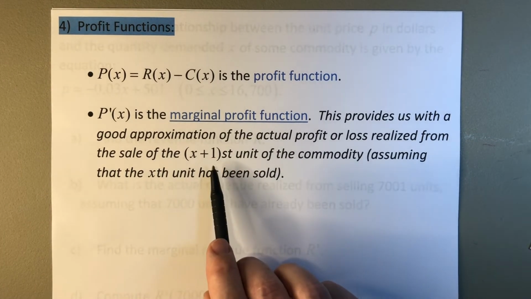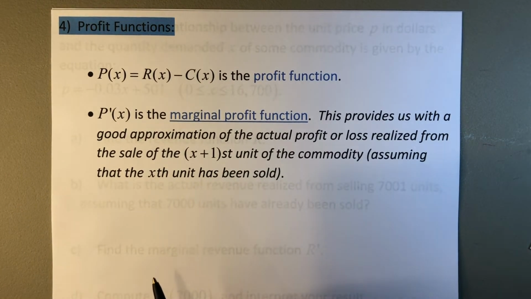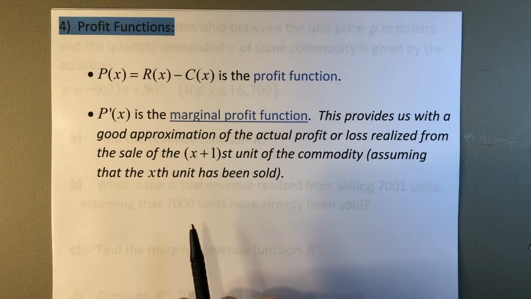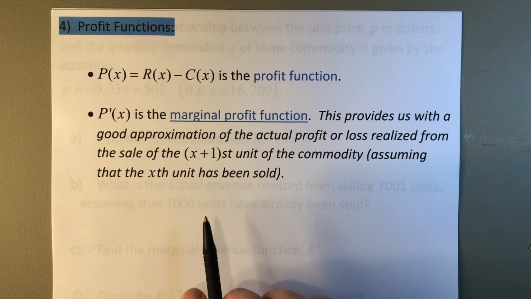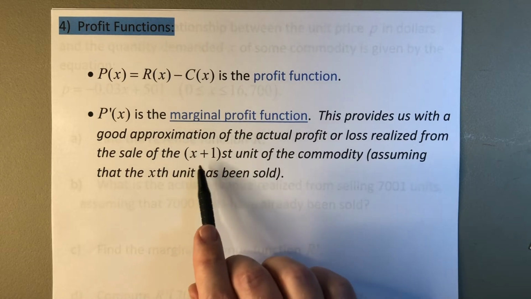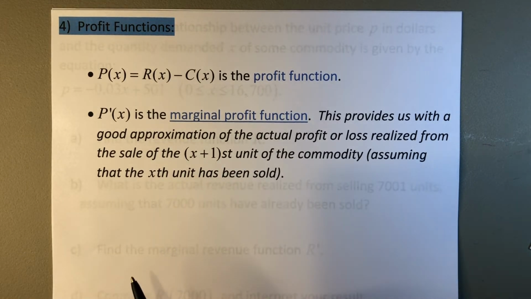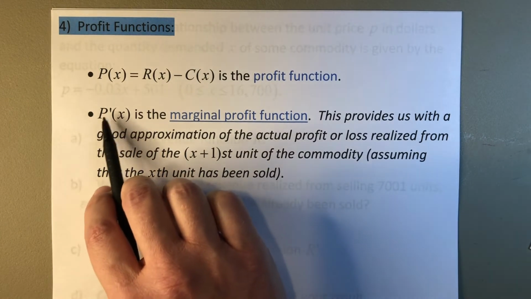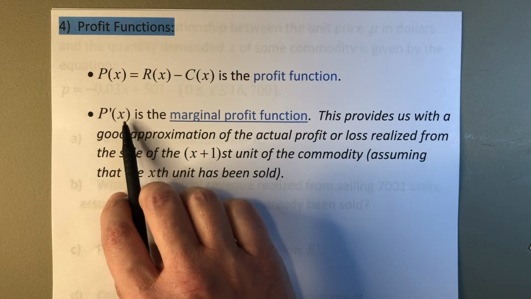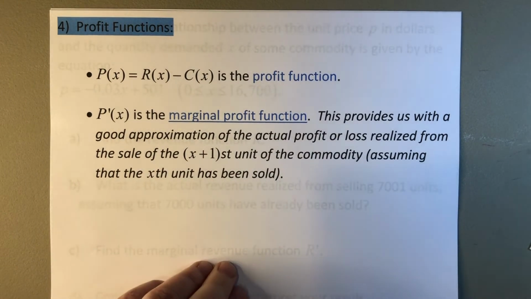So again, in my earlier example, if we had 5,000 toasters that were already sold, how much more in profit would we be making on the sale of the 5,001st toaster? We could do that by looking at P prime of 5,000. Okay, so let's look at some examples.